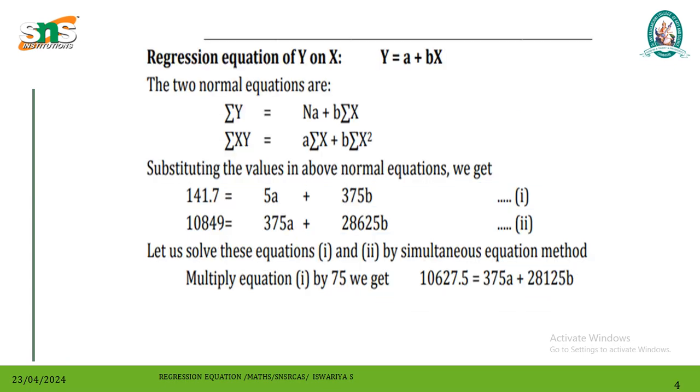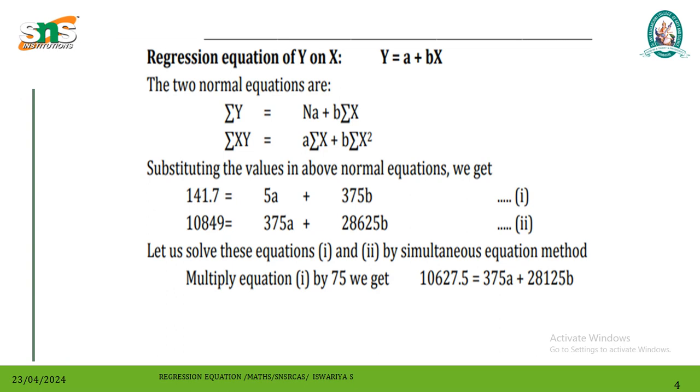The first one is the regression equation of y on x. That is, the equation is y is equal to a plus bx. For the regression equation of y on x, the two normal equations are summation y is equal to na plus b summation x, and the second one is summation xy is equal to a into summation x plus b into summation x square. Substituting the values from the table, we get two equations. By solving these two equations, we obtain the values of a and b.